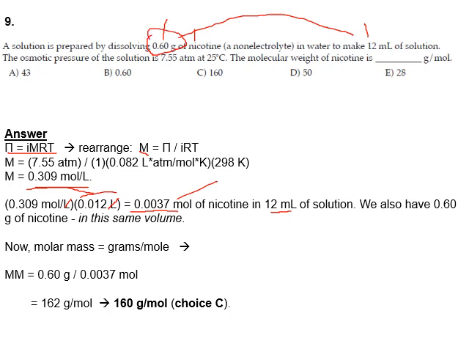So just divide grams by moles and you get the molar mass. So divide the 0.6 by 0.0037 and you get 162, which if you round it would be 160. And that matches up with answer choice C. Let's go to the next slide.